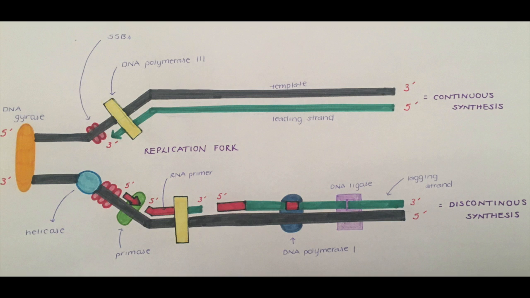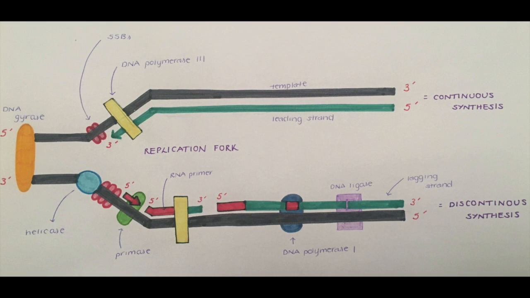The leading strand needs a singular primer at the 5' end, whereas the lagging strand needs a new primer at the start of each Okazaki fragment, shown in red. The yellow rectangles are DNA polymerase III, and they add new nucleotides to the 3' end of the growing strand. Next to this on the lagging strand in green is DNA polymerase I.